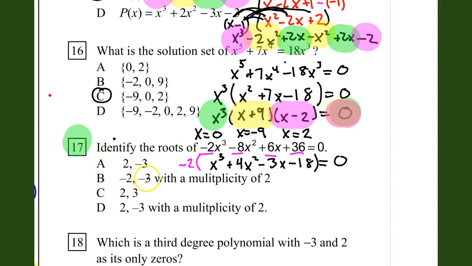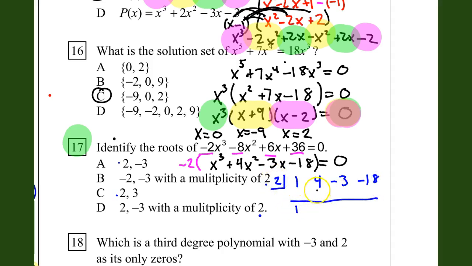So there's a negative 3. This doesn't have a negative 3. That does. But looking at these answers, they all have a positive 2 in them. So that's a good hint that you can use. Let's just use synthetic division and use 2 as our factor. Let's see what's left over. That'll give us a hint of what we should be doing here.